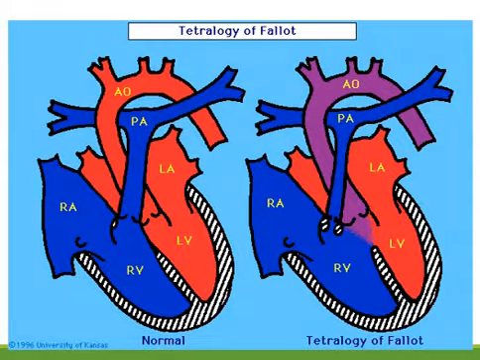The third component is perimembranous VSD, ventricular septal defect, which means there is a hole between the 2 ventricles. In the normal heart there is the normal septum, separating the left ventricle from the right ventricle. But in the heart with tetralogy of Fallot, there's a space between these 2 ventricles. It means blood can shunt from left to right. There's deoxygenated blood here and oxygenated blood there, so there will be some sort of a mixture here.